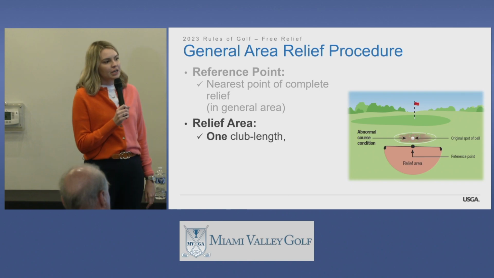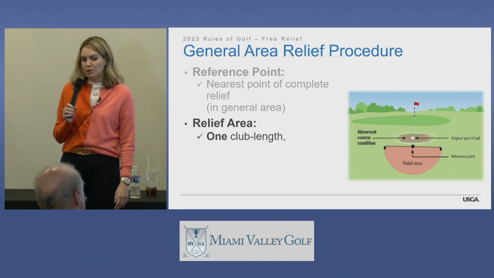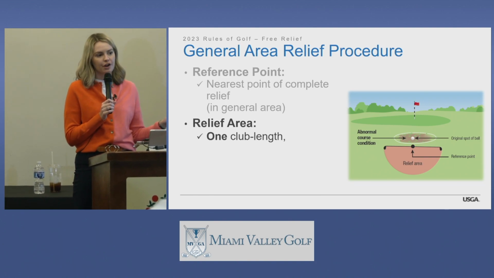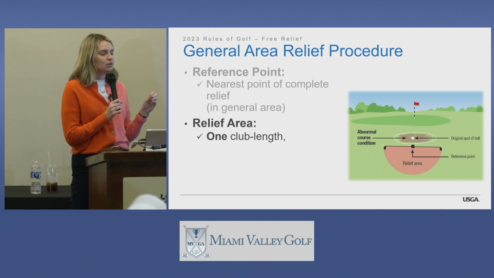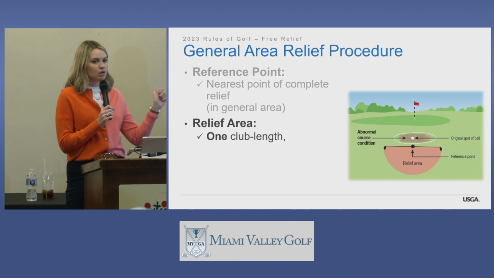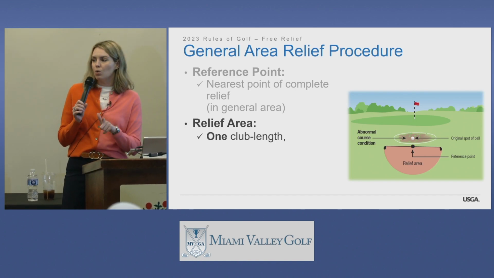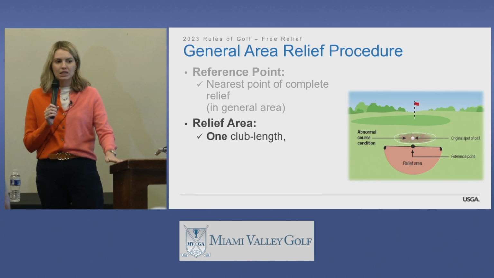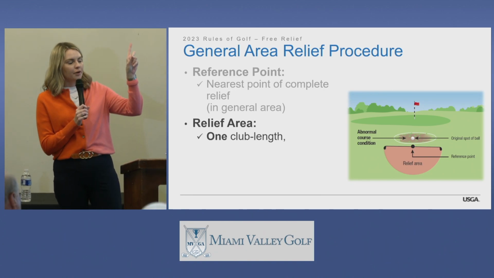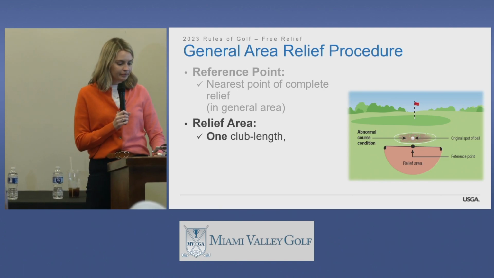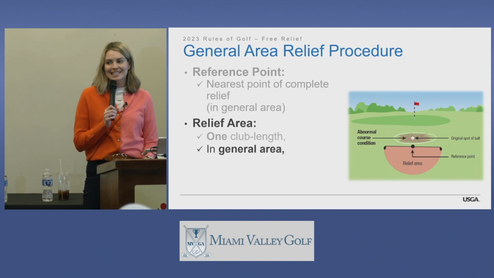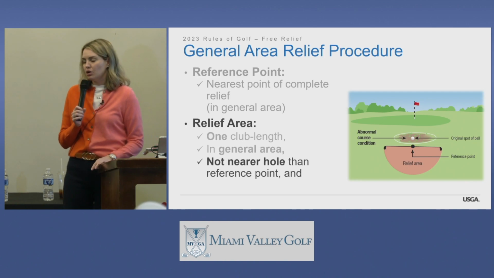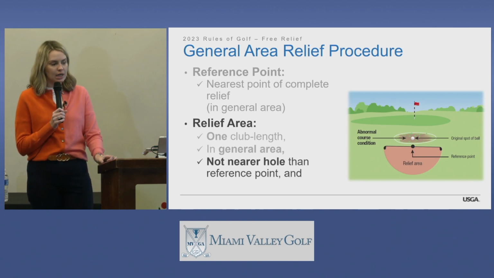Our relief area here is going to be 1 club length. The only time we're going to get into a 2 club length relief area is when you're taking lateral relief. So that's either for an unplayable ball or for a red penalty area. But every other time you're dropping a ball to take relief, you get one club length. We have to stay in that general area, and we can't go any nearer the hole than where that reference point is.